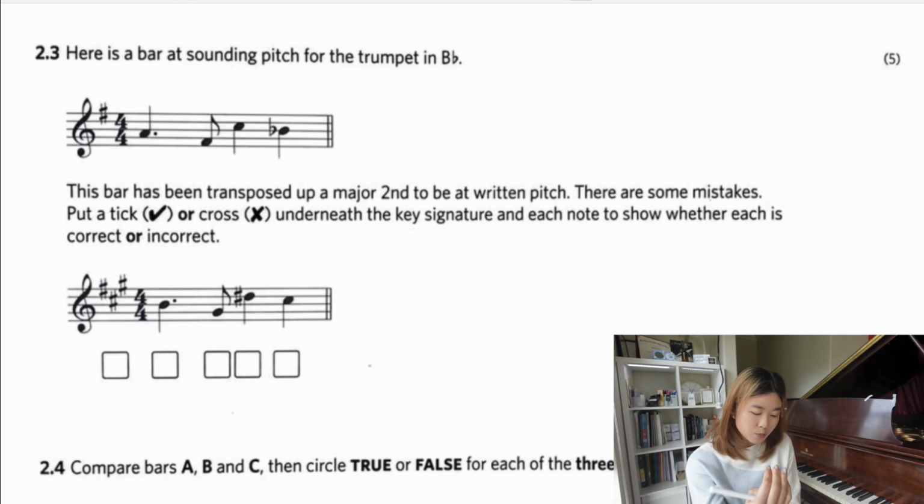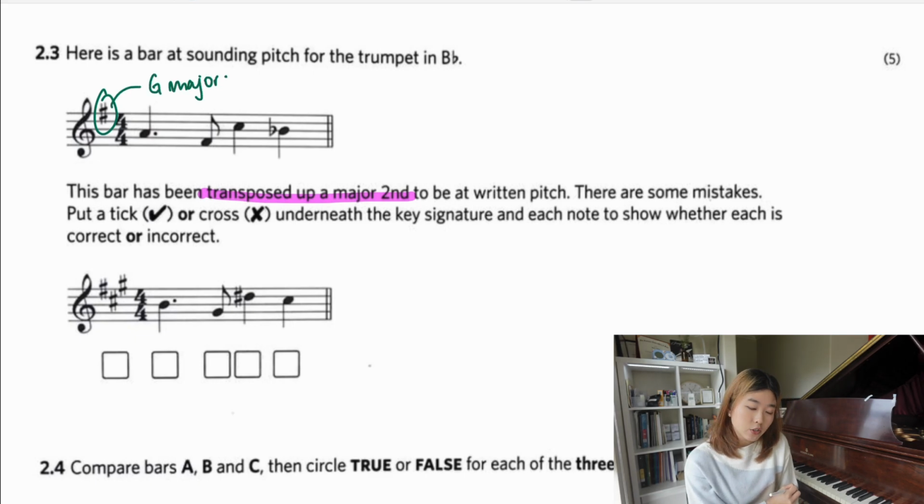So now we're going from sounding pitch to the written pitch. What we need to do is transpose the melody up a major second. We're going to give a tick to the one that is correctly written and a cross for the one incorrectly written. So we have to find every section, including the key signature. This melody has one sharp, so we know this is G major.